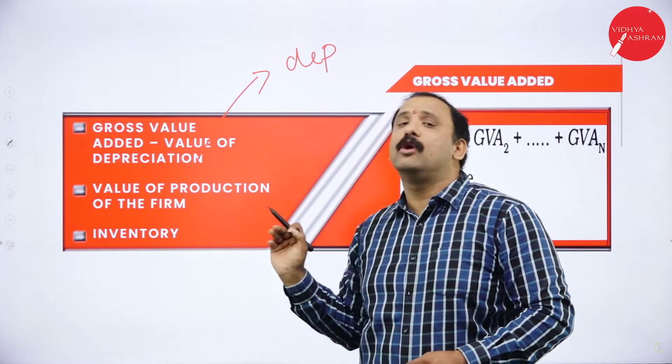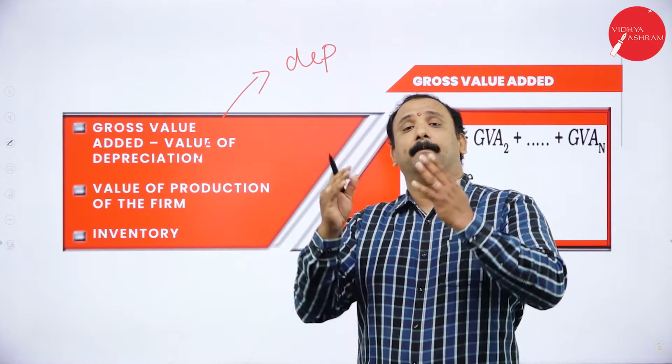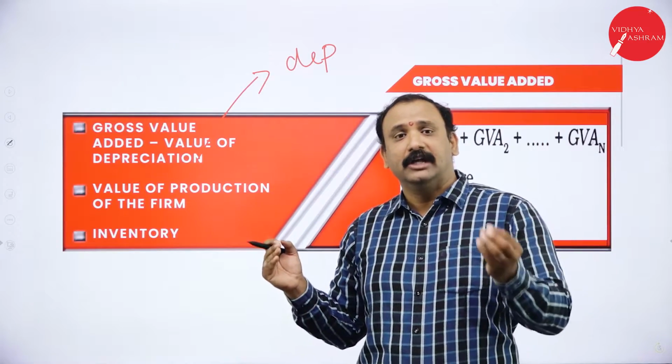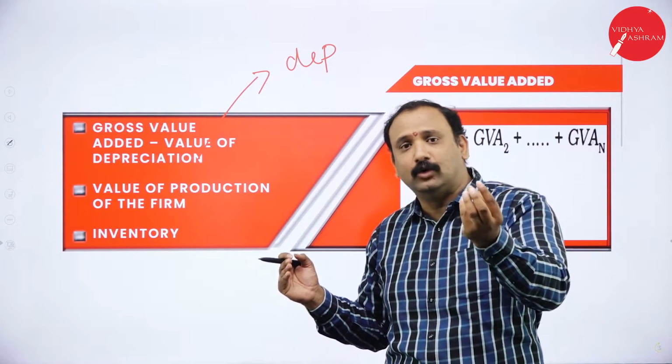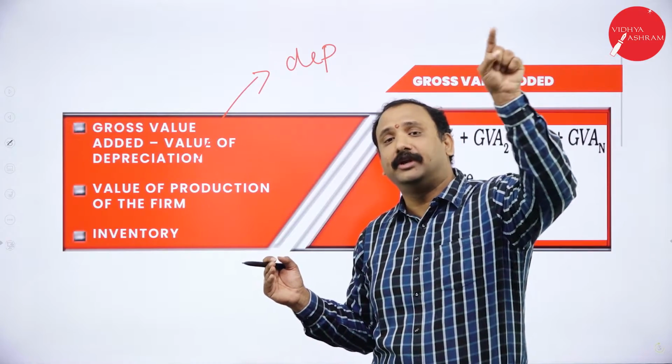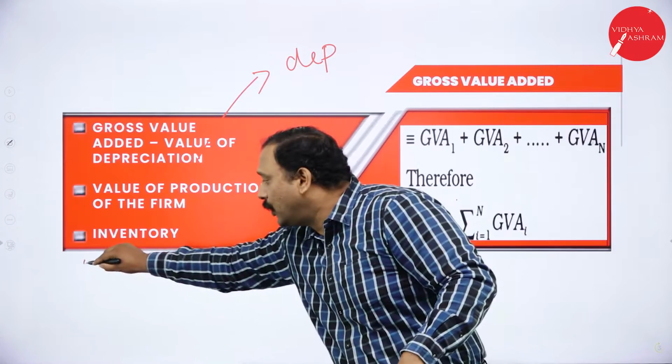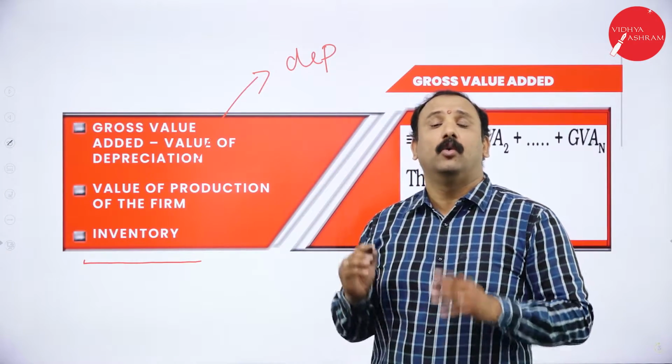Then the value of production of the firm. So if I make a value worth 1 crore or 10 crores or 100 crores, you also need to look into the depreciation, and then you need to start calculating the value. And last but not the least, the word called inventory. Why inventory?